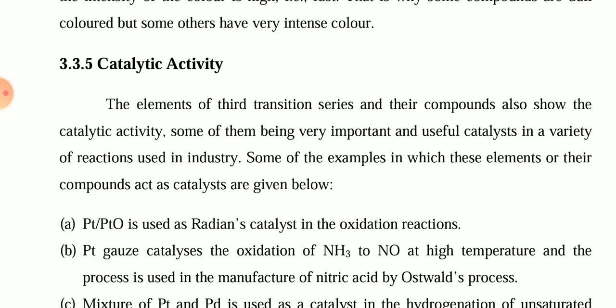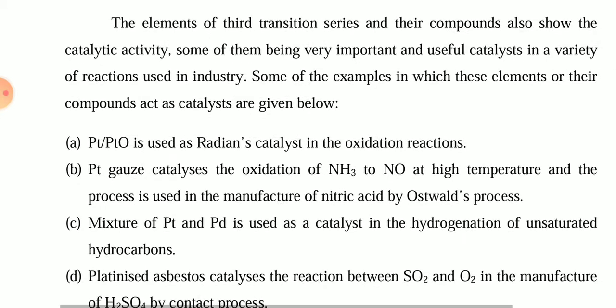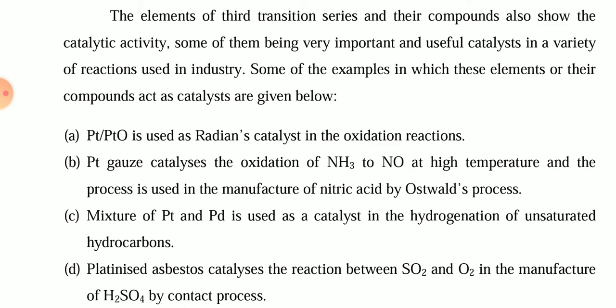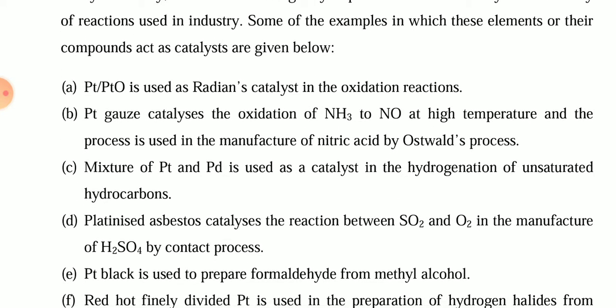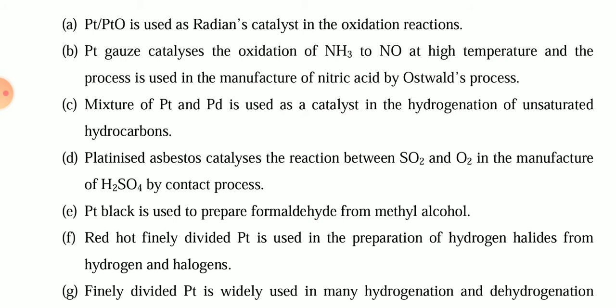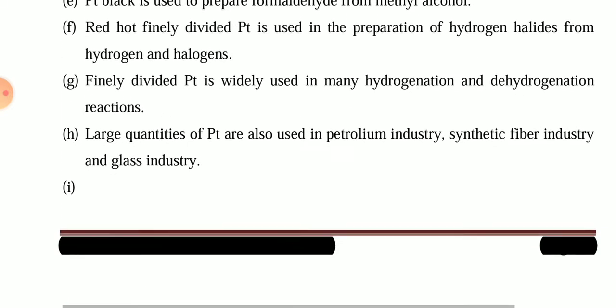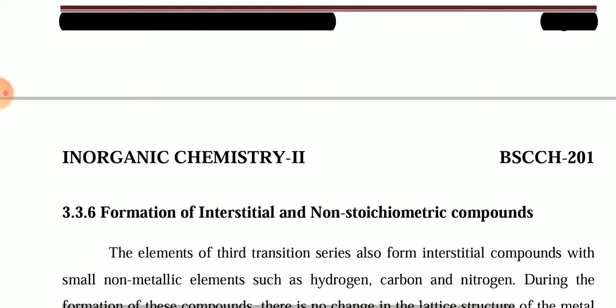Next is the catalytic property. You can see here platinum used as a catalyst, palladium used as a catalyst. Okay, so these are some examples which are used very much in oxidation reactions. They become red hot, and they are used in many industrial purposes. Okay, these are some examples of catalytic reactions.